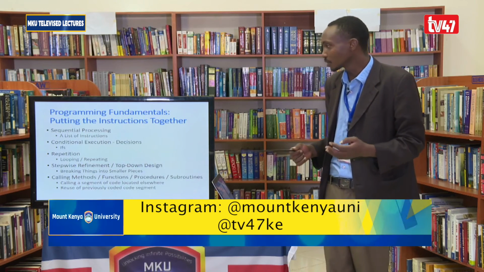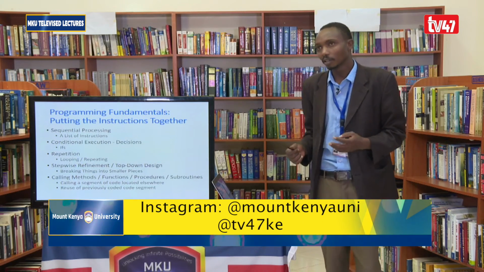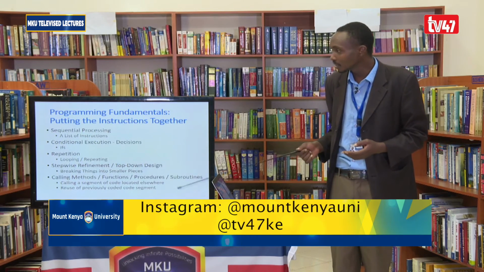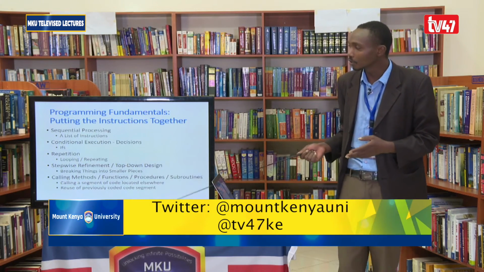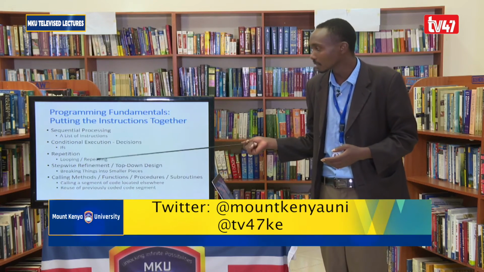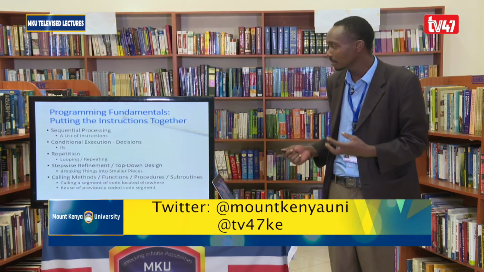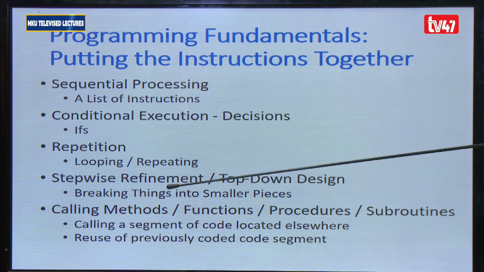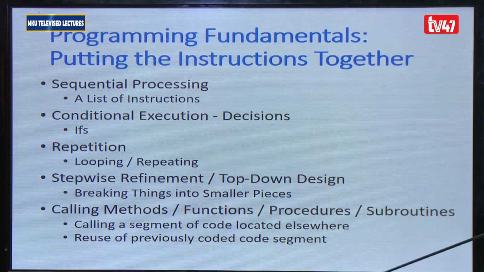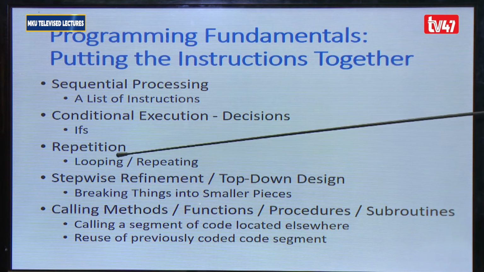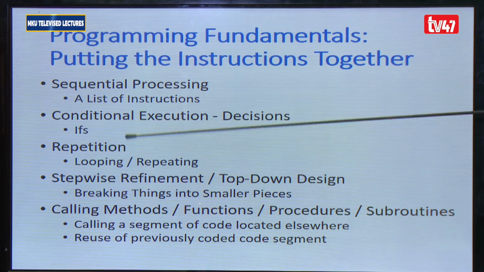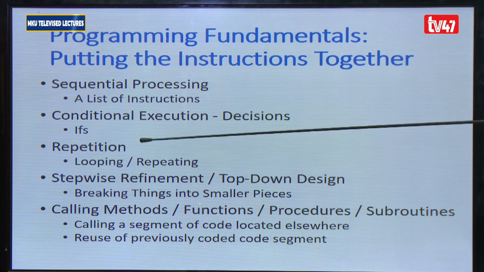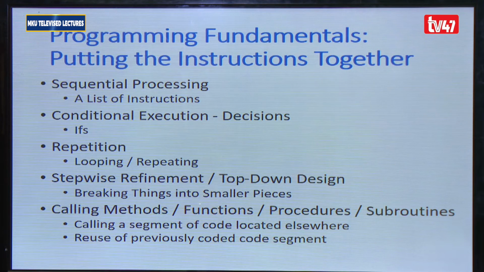For example, look at your mobile phone. Before you start calling somebody, you can call somebody only if you have some particular credit. So a lot of decisions are made. You want to use the M-Pesa application if and only if you have enough in your account to fulfill what you want to do. We also have another area which is repetition, very critical also, just like decision making, where we do things repeatedly.